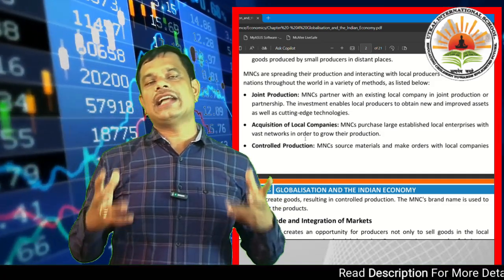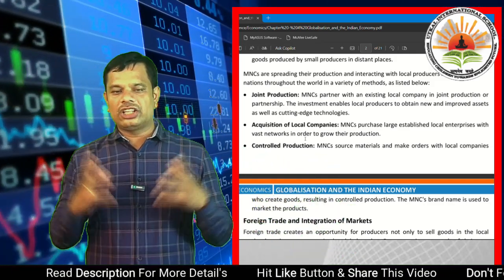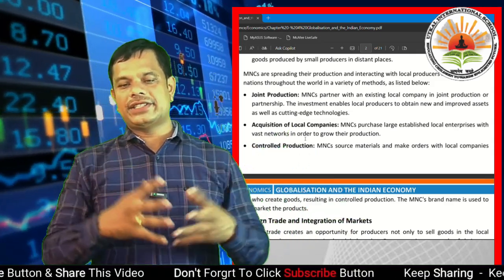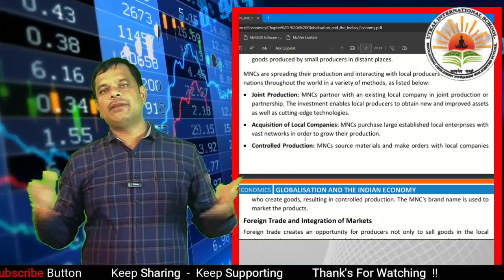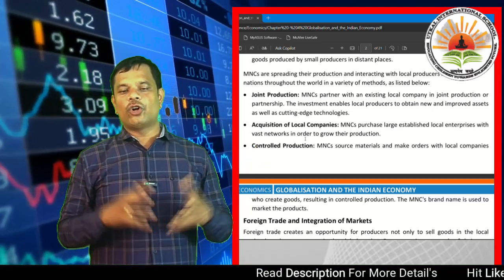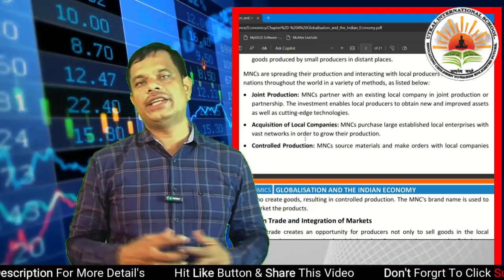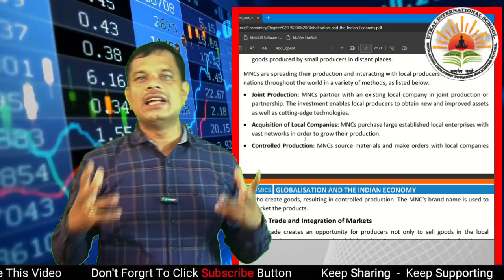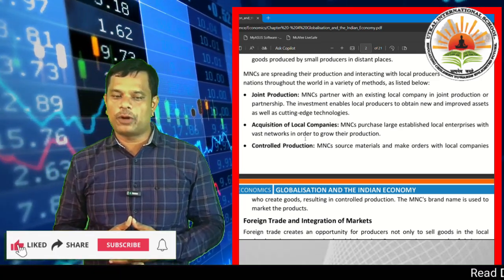How do multinational companies spread? The first is joint production, and the second one is acquisition of local companies. Multinational corporations purchase large established local enterprises with a vast network in order to grow their production. They purchase local companies, failing companies, dead assets which are not producing well. Multinational companies directly purchase enterprises with a network to grow their production.